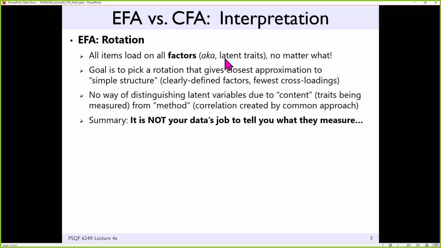And I don't like any of this because my fundamental belief is that it's not your data's job to tell you what it measures. It's your job. I have never seen a case where somebody had a set of items that they cared about and no clue what they were supposed to be measuring. Everyone has a clue. You don't have to be right, but you got to have a clue.